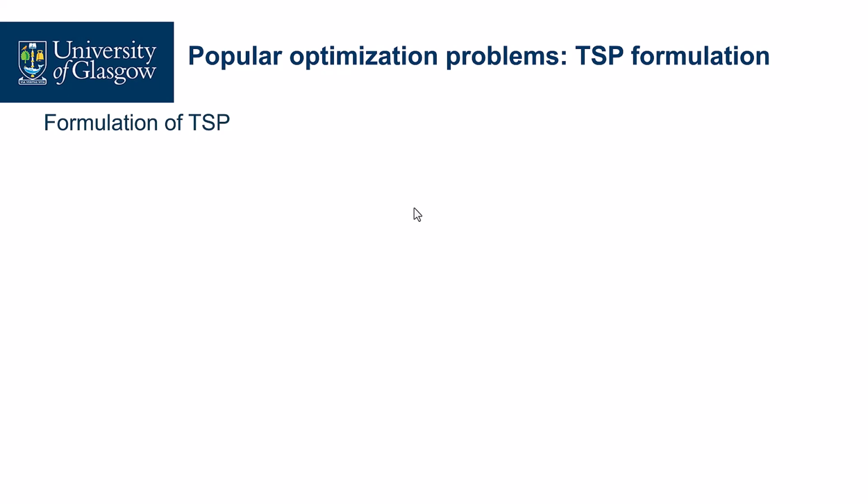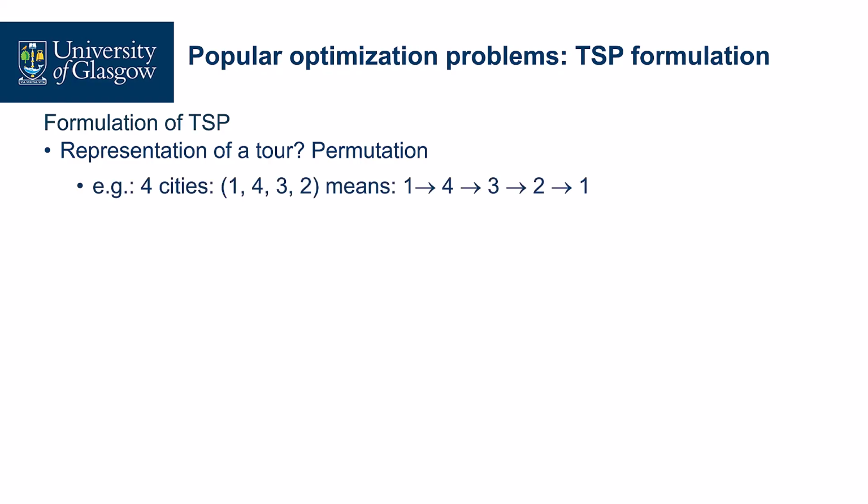In this case, it's a tour. So we use a permutation to represent it. For example, there are 4 cities: 1, 4, 3, 2. So what does this mean? I start from city 1, then go to city 4, then city 3, then city 2, then I go back to city 1. Right. So this is a permutation.